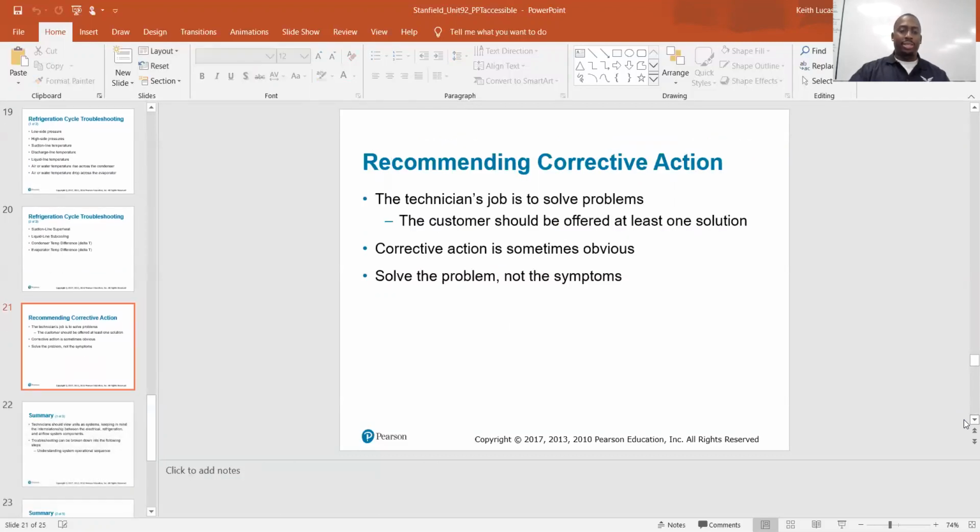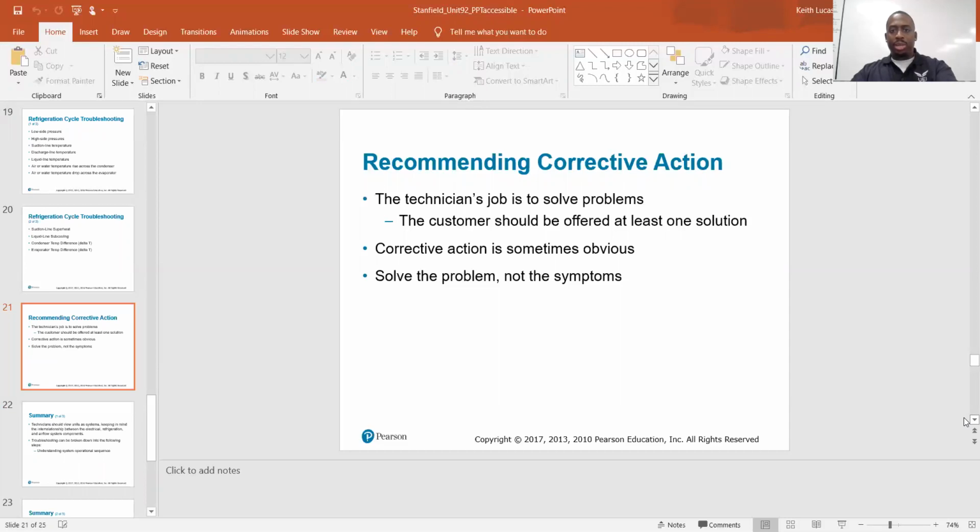Recommended corrective action. The technician's job is to solve problems. The customer should be offered at least one solution. Corrective action is sometimes obvious. Solve the problem, not the symptoms. That's the time to shine right there. This is the money part.